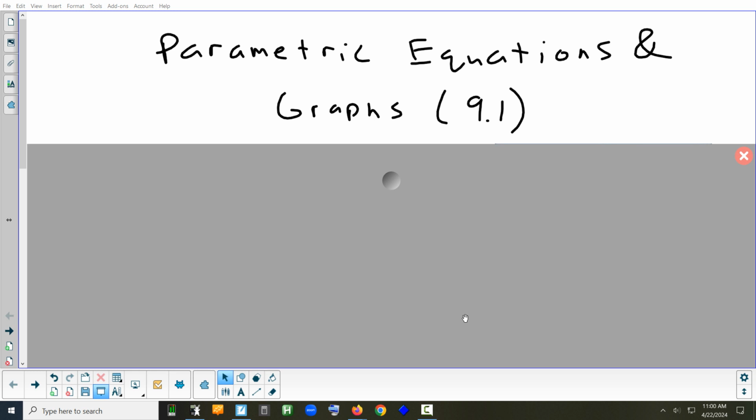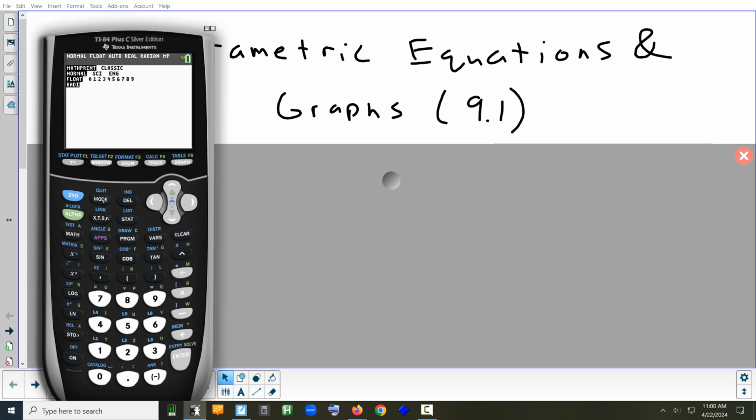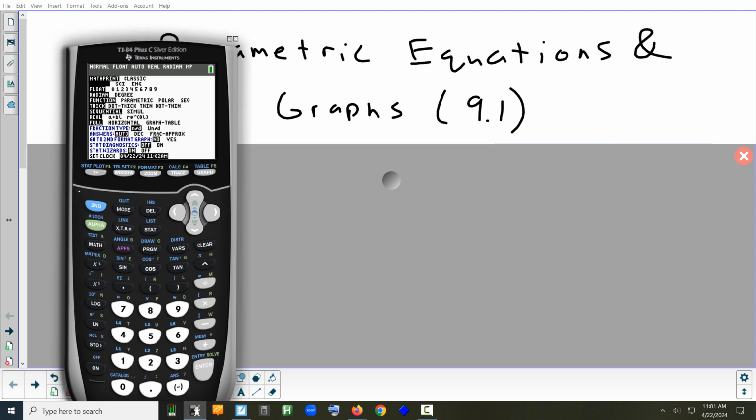All right, so what we're going to look at in 9.1 is a little bit of graphing on the calculator, using a different system of graphing that we haven't used before. Okay, it's called parametric. If you press mode, you've probably seen it next to the word function. It says parametric. So I'm going to talk a little bit about what that mode is and how you draw something in that mode. Okay, so we'll take a look at it.